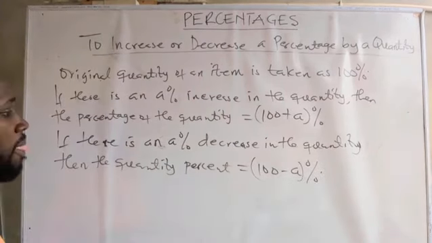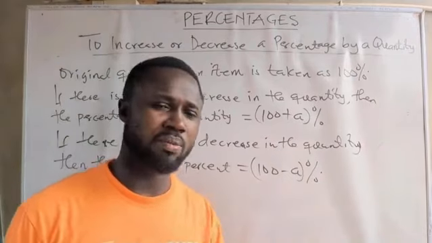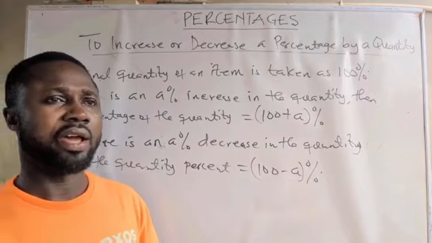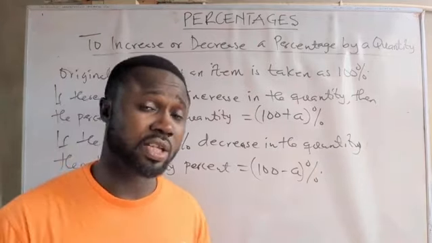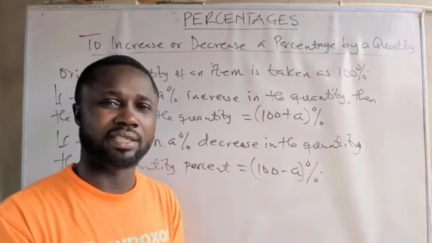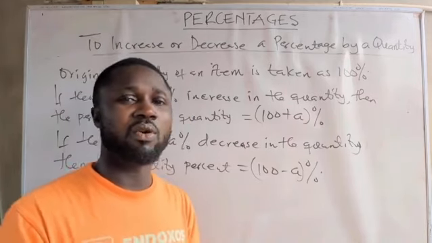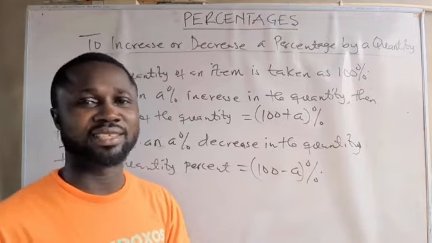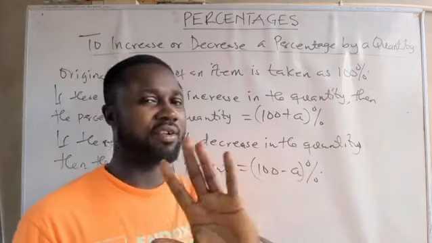100 minus 8%. So let's say, for instance, somebody is running a promotion and the person has given a discount. Say, I'm reducing the price of my item by 10%. It means that when you are going to buy the item, you buy it as 90%. You won't buy the item as 100% again.